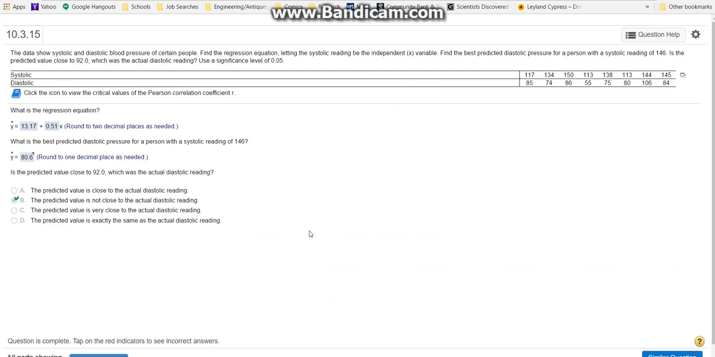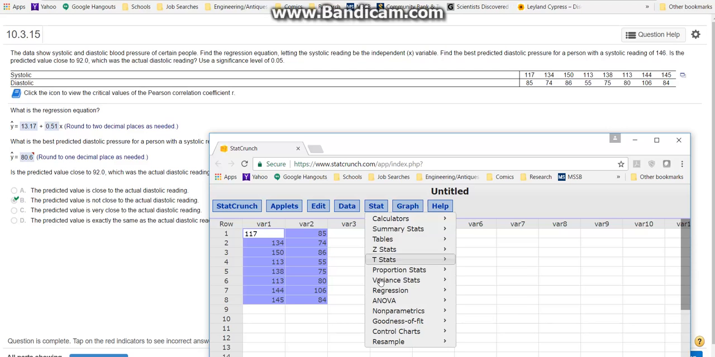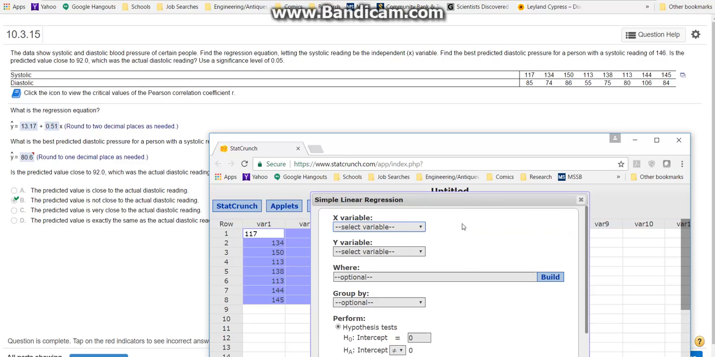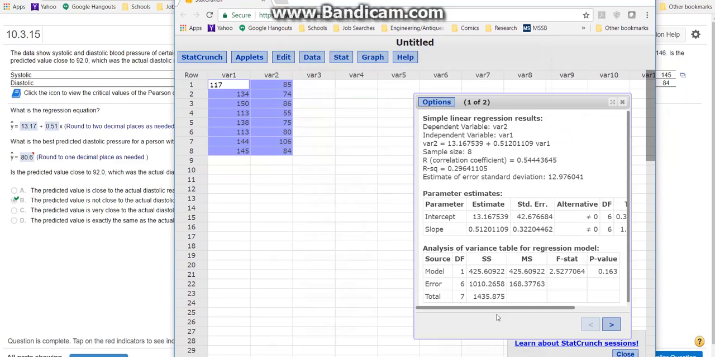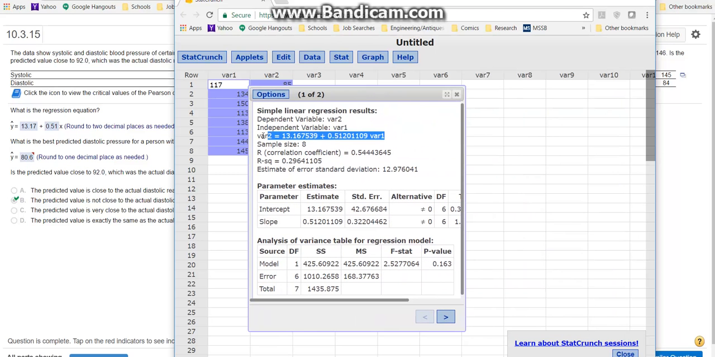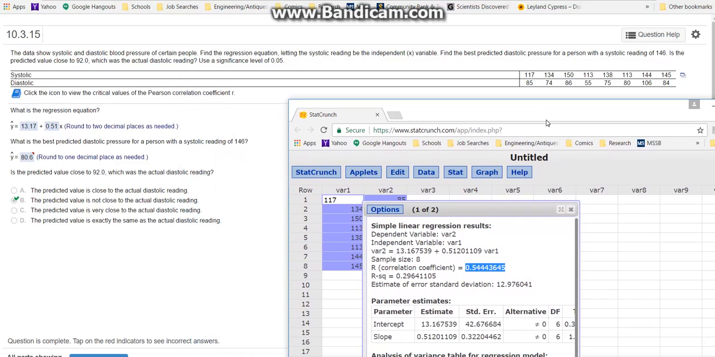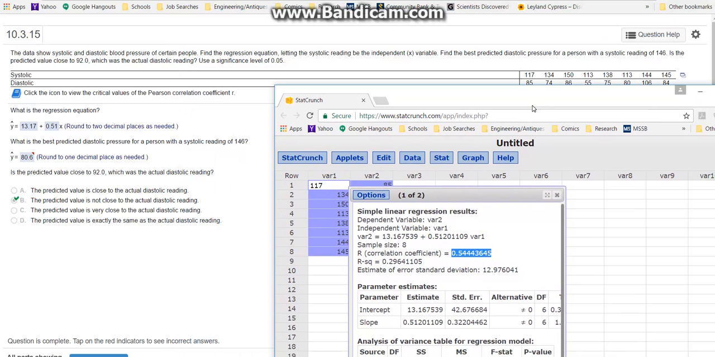So the first thing I have to do is dump this data into StatCrunch. There it is right there. Go to Stat, Regression, Simple Linear. X is var1, Y is var2. Compute. And here is my regression equation right there. And my R is 0.544, which is not too terribly bad. Probably would lead to a model that is predictive in this case, so a good model.